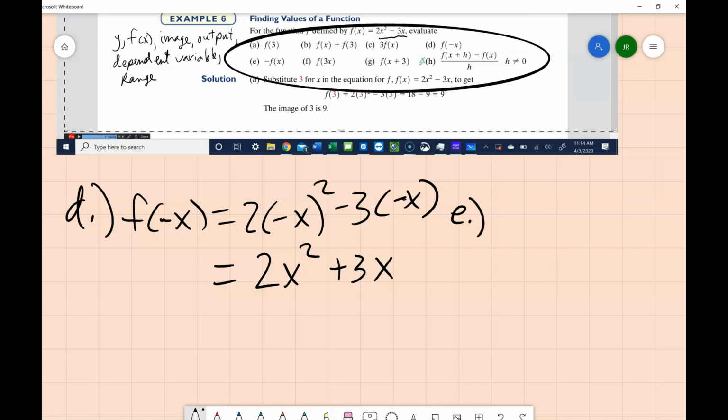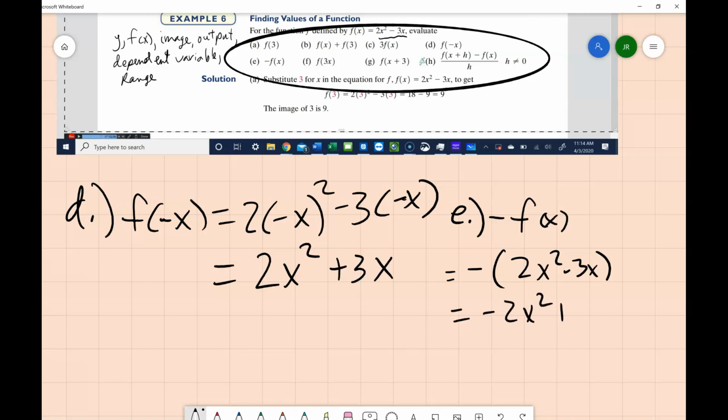Part E, the negative is on the outside. I'm multiplying the whole f of x function by that negative. So it's negative, and then that's 2x squared minus 3x. So I'm multiplying all that by a negative. I'm distributing the negative. I'm getting negative 2x squared plus 3x. All right, so that is part E.